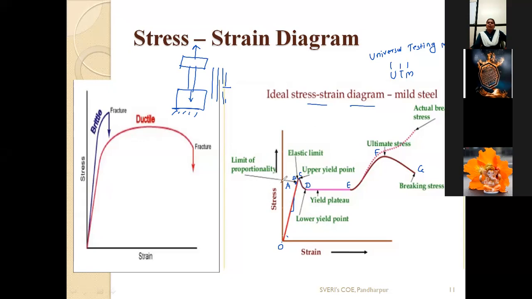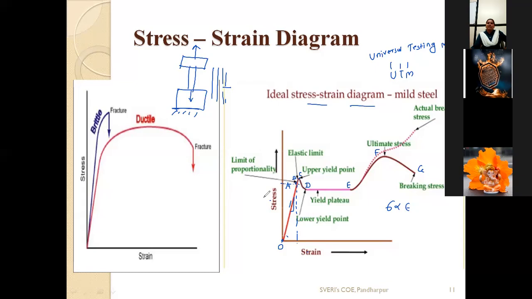Because in that portion, when stress is increased, strain also increases. So in this portion, stress is directly proportional to strain. Okay. If I remove the applied force, at that time this material regains its original shape. That means it goes back to its original shape. That's why this is called the limit of proportionality. And within this limit, stress is directly proportional to strain. That means when stress is increased, strain also increases.